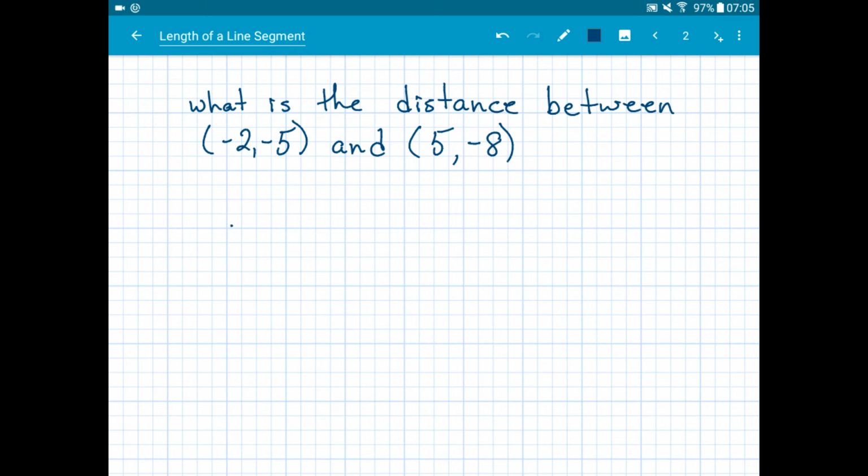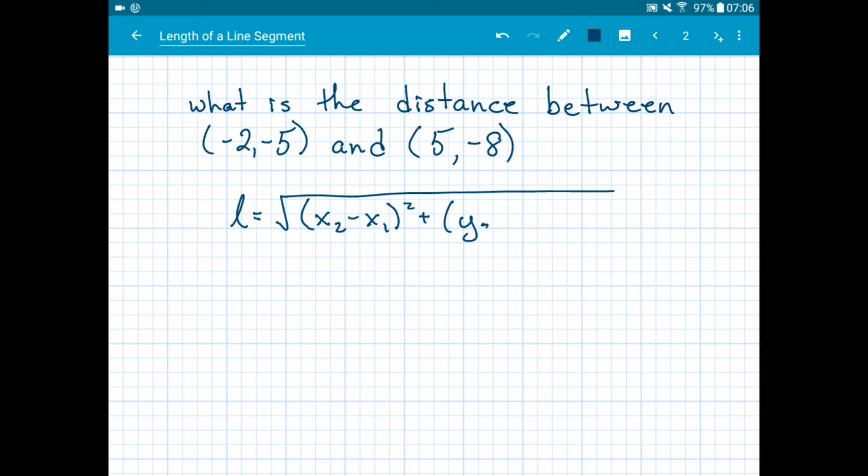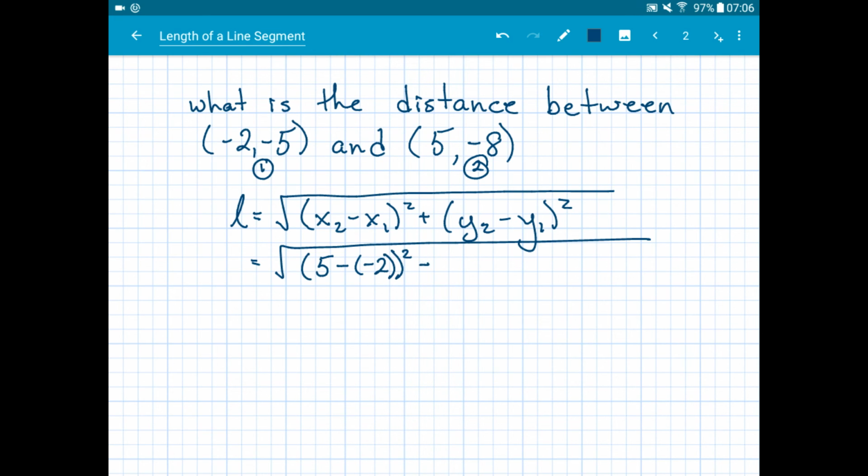Okay, so we just start off with our formula. Always write out the formula. Square root of x2 minus x1 squared plus y2 minus y1 squared. And now we're just plugging in what we know. Okay, so you have to decide on which point is 1 and which point is 2. I'll just go in order. You don't have to. You just pick which point is 1 and which is 2. And so x2 then becomes 5 minus x1, which is minus 2, squared, plus, now we have y2, which is minus 8, minus 5 squared.